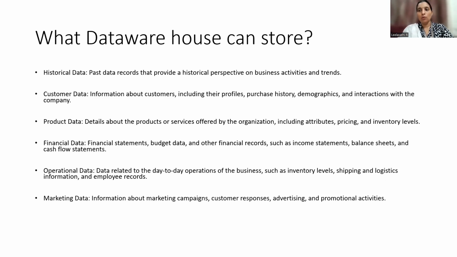So you need to know what this data warehouse can store. It can store various kinds of data, and one such kind is called historical data. So what do you mean by historical data? Historical data, as you all know, I believe, is nothing but the past data records that provide a historical perspective on business activities and trends. Okay, so any past data can be called historical data.